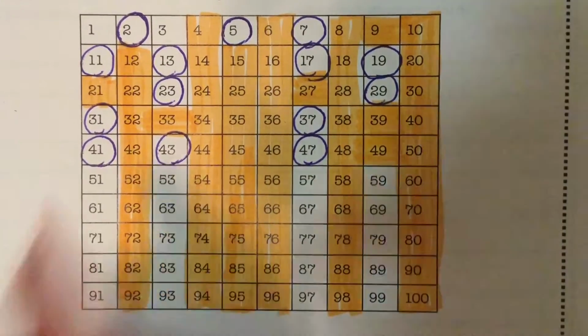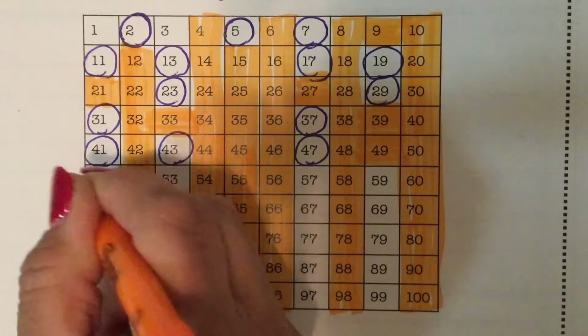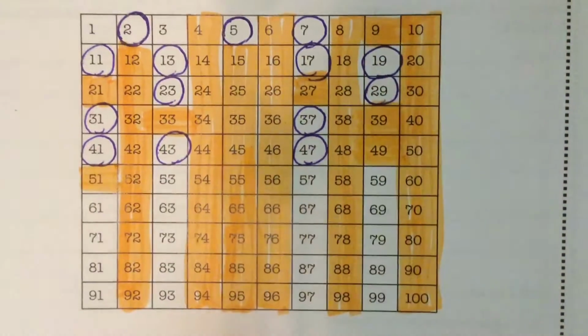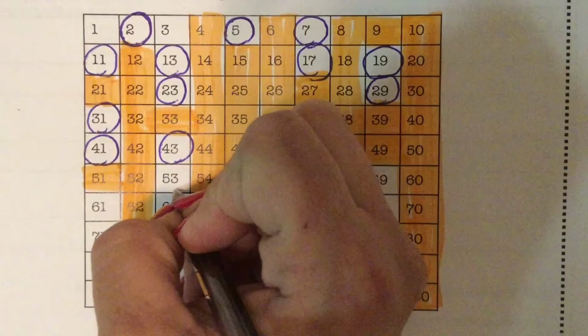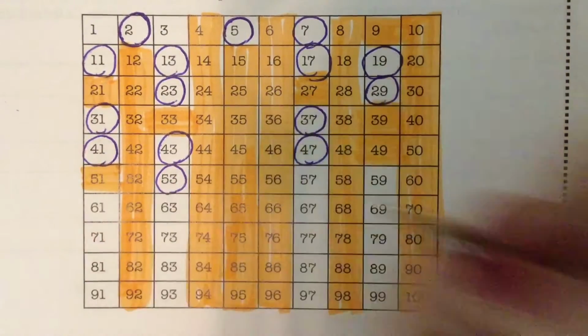51, 5 plus 1 is 6. That is a composite number. 3 will go into 6 evenly. 53, 5 plus 3 is 8. It's another prime number.